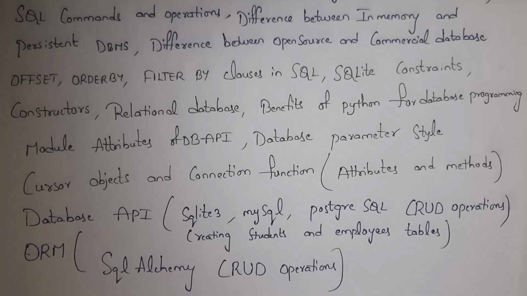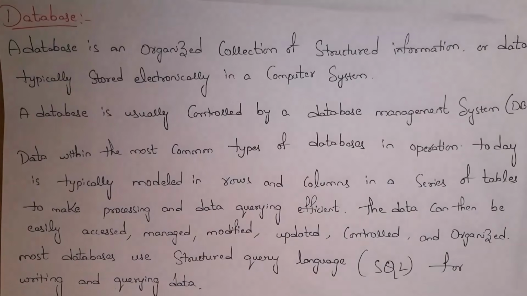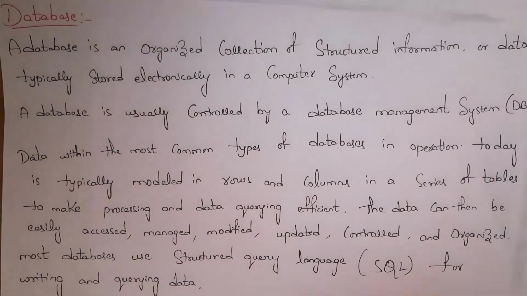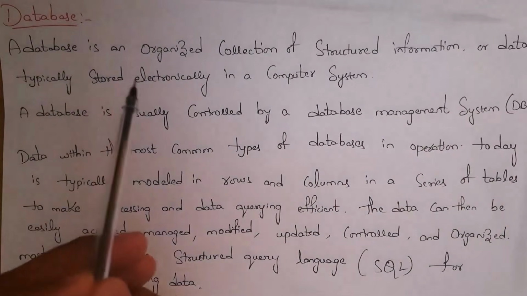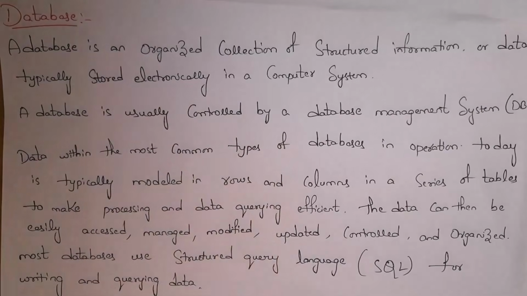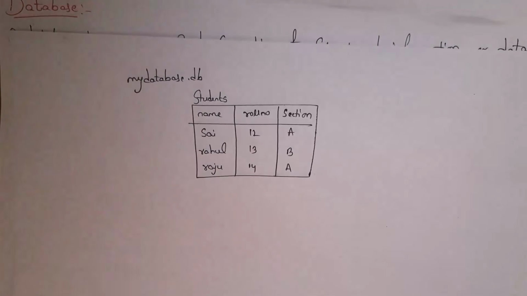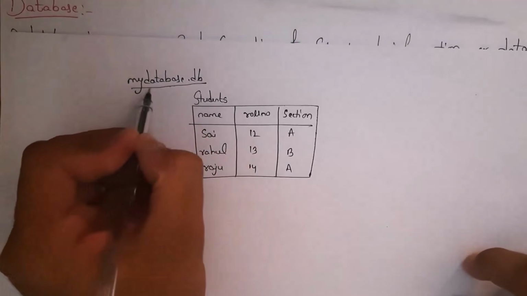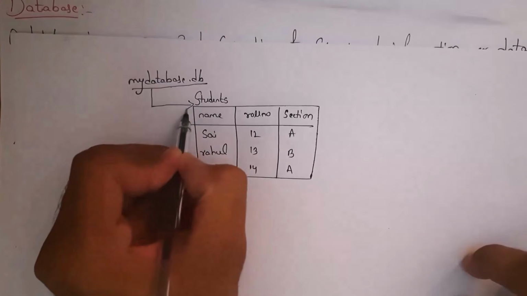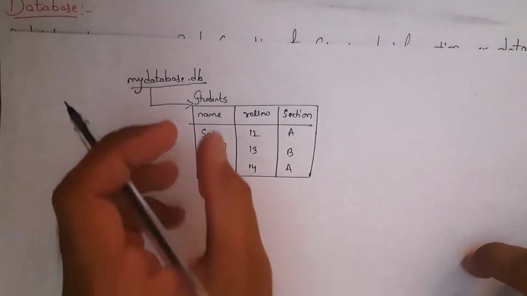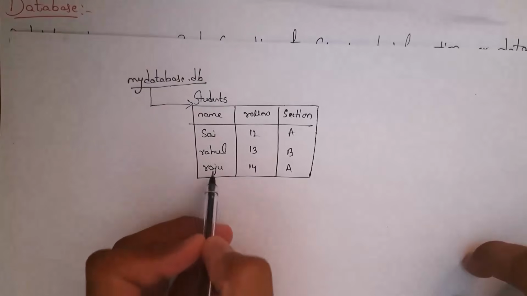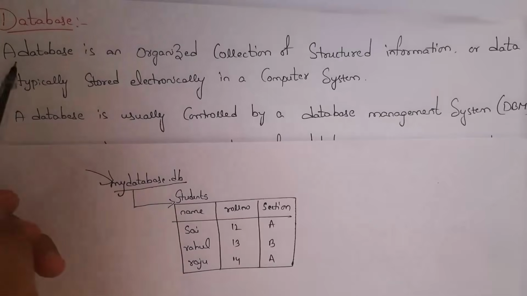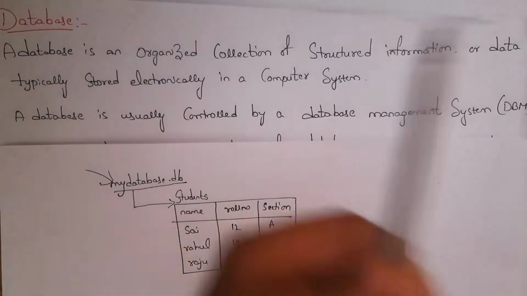Let's get started. At first, I will explain what is database. A database is an organized collection of structured information or data, typically stored electronically in a computer system. That means, for example, let us consider database. My database name is mydatabase.db. Inside this database, there is one table. The table name is students, and the students table contains name: Sai, Rahul, Raju, and roll number: 12, 13, 49, section: A, B, A. A database is an organized collection of structured information.